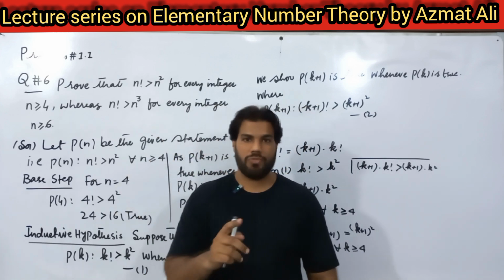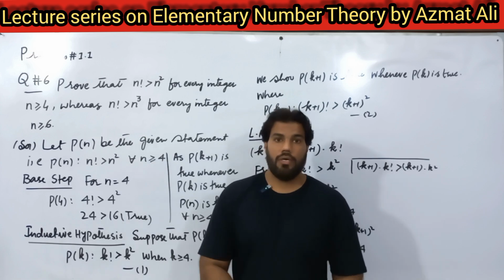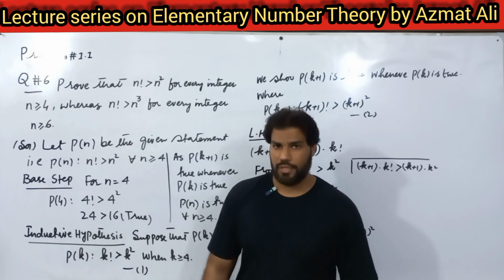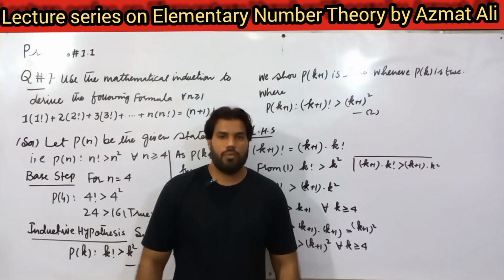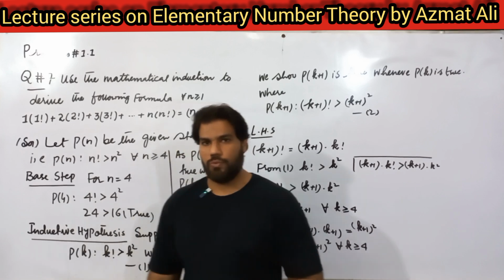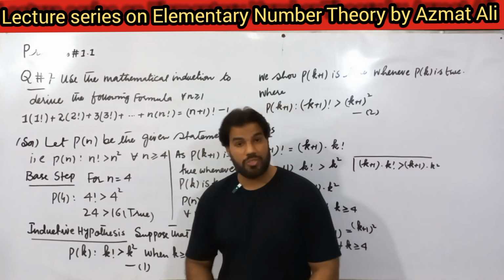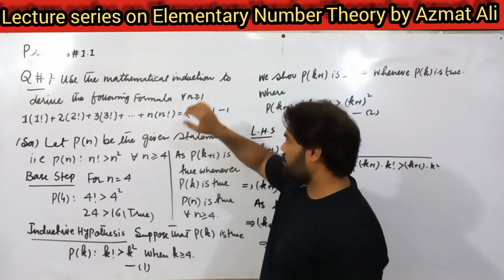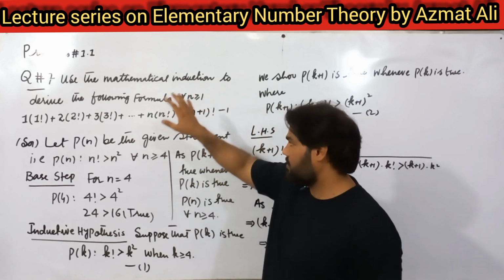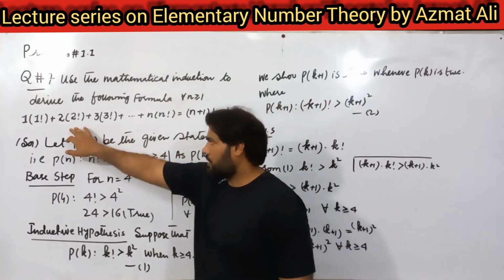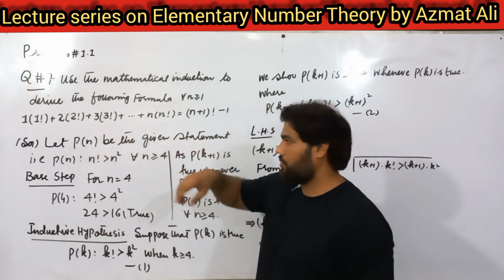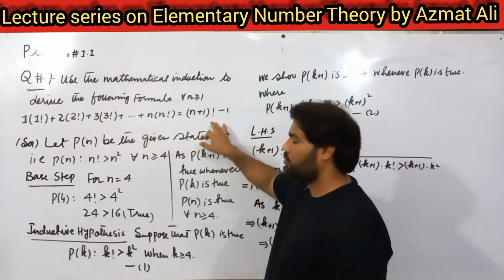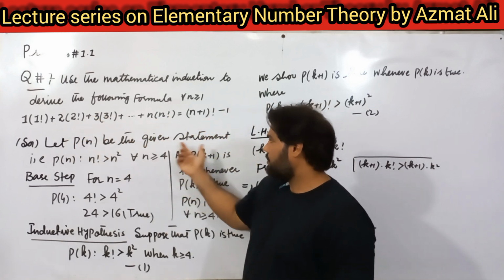Next, we discuss the last question, that is question number 7. This question is also related to mathematical induction. Okay, let us discuss the last question of today's lecture. Question number 7. Use mathematical induction. We have to derive the following formula for all positive integers. The sum of the product of an integer with its factorial is given by (n plus 1) factorial minus 1. Let P(n) be the given statement.